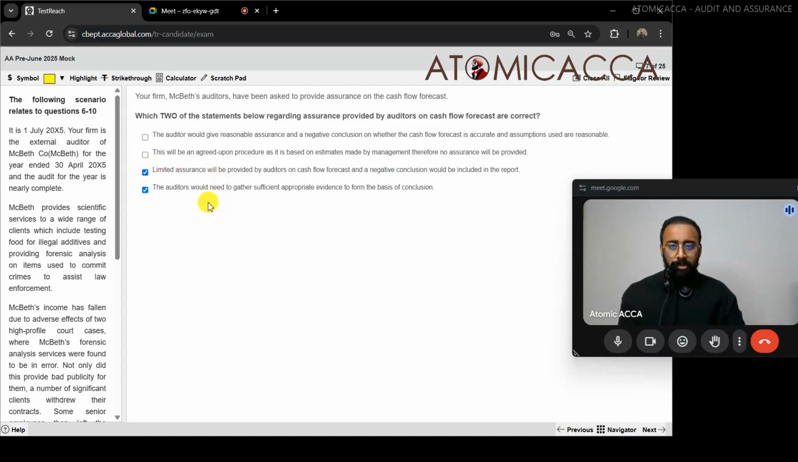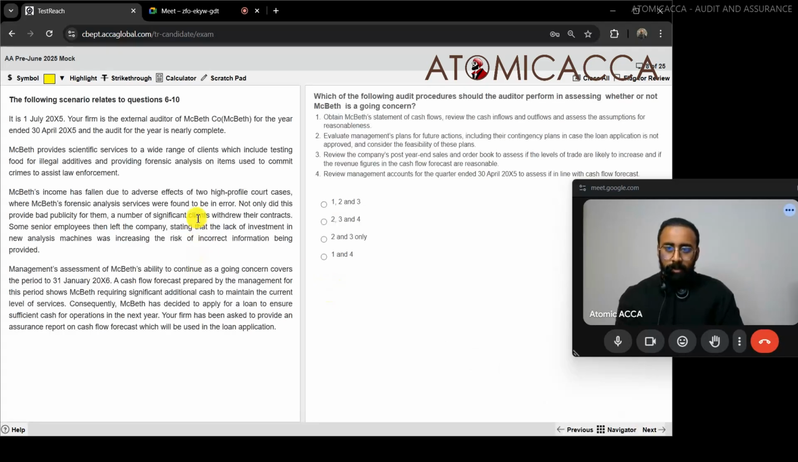D. Auditors would need to gather sufficient appropriate evidence to form basis of conclusion. Now, sufficient appropriate evidence is not only for limited assurance engagement, even for reasonable assurance engagement, definitely you have to find sufficient appropriate evidence. You should not simply give some random conclusions. So that is by default answer for any kind of assurance engagement. So option C and D becomes your answer.